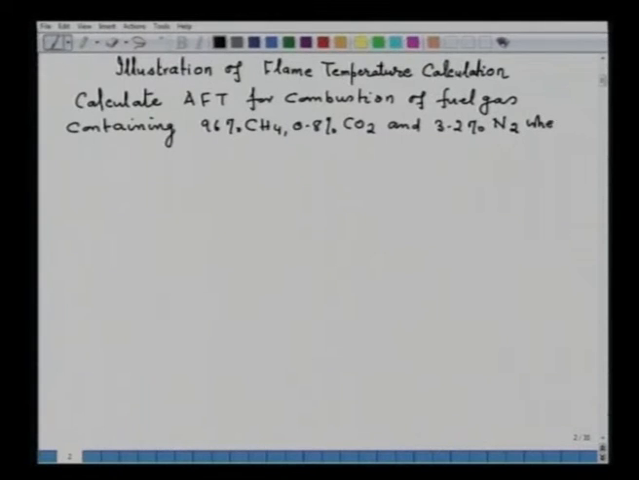when burnt in theoretical air. Theoretical dry air. We are calculating now adiabatic flame temperature, also called theoretical adiabatic flame temperature, because we are not considering dissociation of the products of combustion in our calculation.